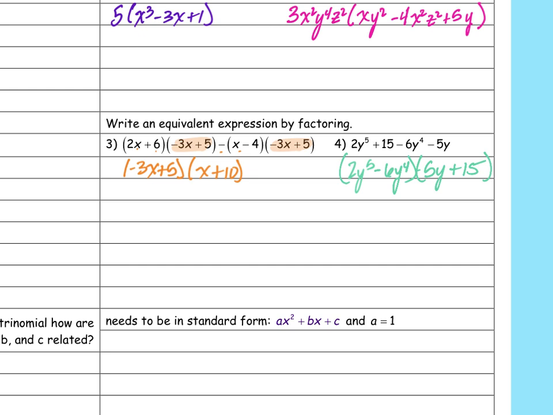Factor out 2y to the 4th, and I get left with y minus 3. And then factor out negative 5, and I'm getting left with y minus 3. And then my common factor here is the y minus 3's. So if I take that out, I get y minus 3 times 2y to the 4th minus 5. Okay.